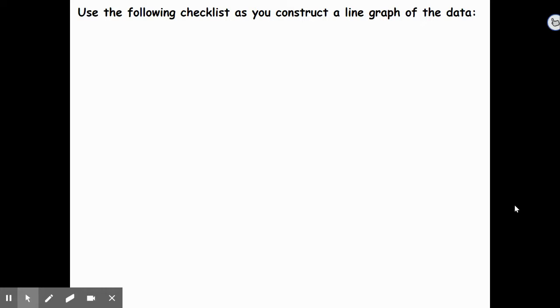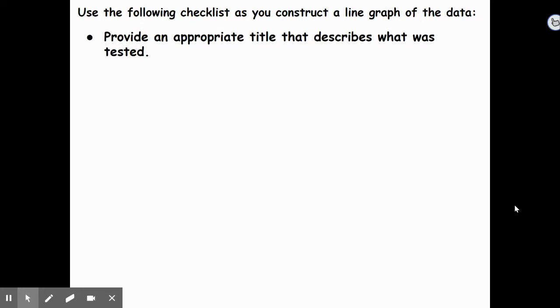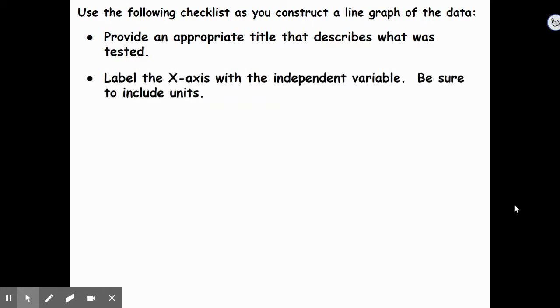Now we're going to construct our line graph. We have our data in our data table. First, we're going to provide an appropriate title. Remember in the other video I told you how we do a title: the effect of the independent variable on the dependent variable. We're going to label the x-axis with the independent variable and include units. Our independent variable was light intensity in foot candles. So that's how we're going to label the x-axis. Remember, the x-axis is your horizontal axis.